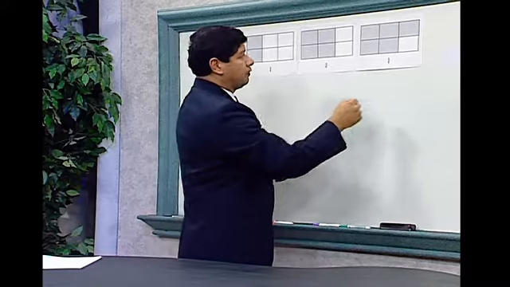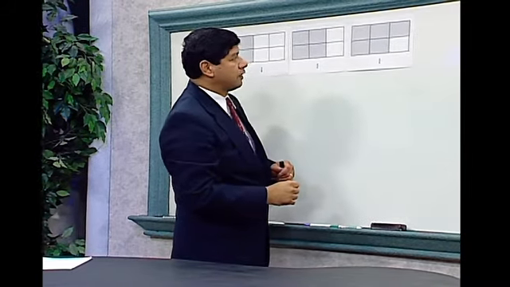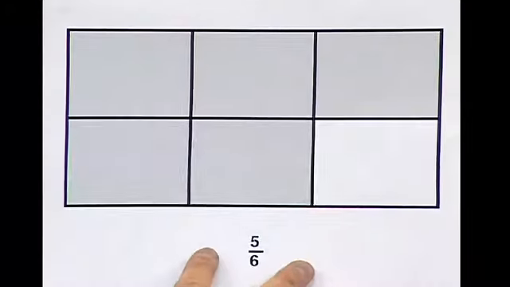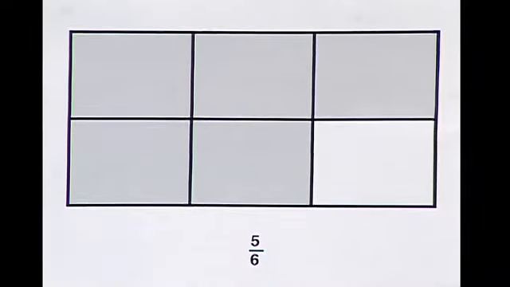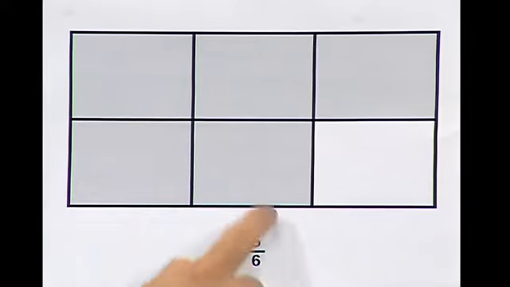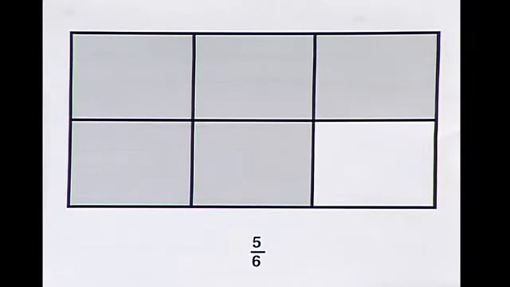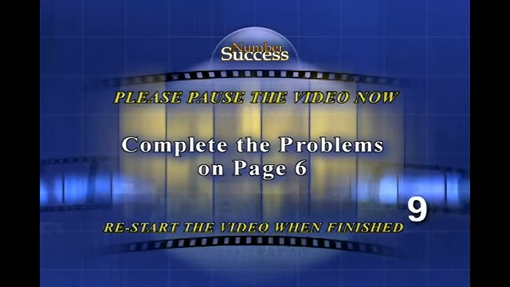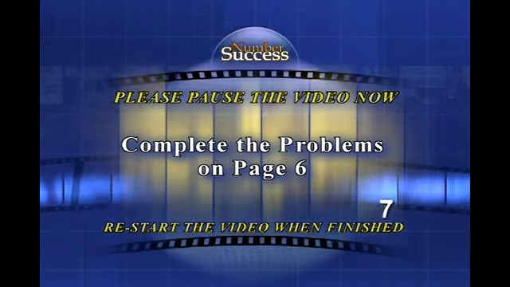Our last model that we have, again, our unit is divided into 6 equal parts, and of the 6 parts, 5 are shaded. So our numerator is 5. 1, 2, 3, 4, 5/6, our denominator.